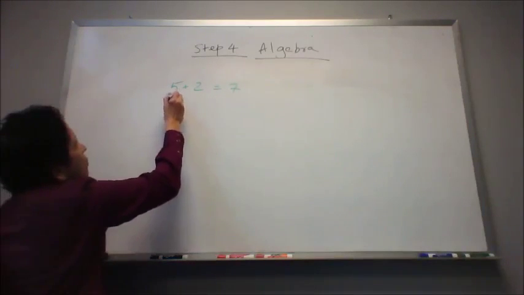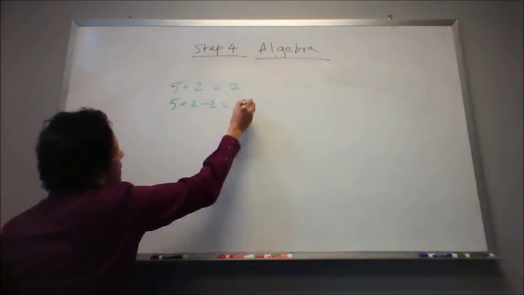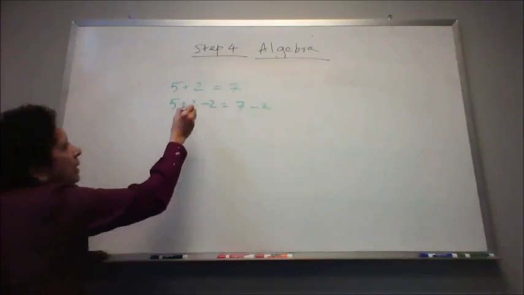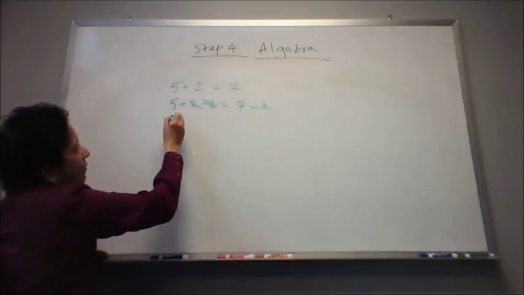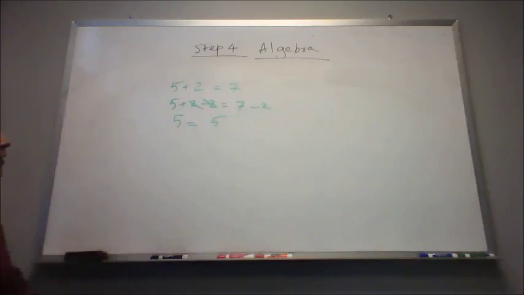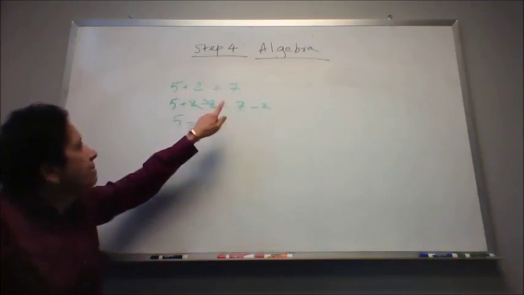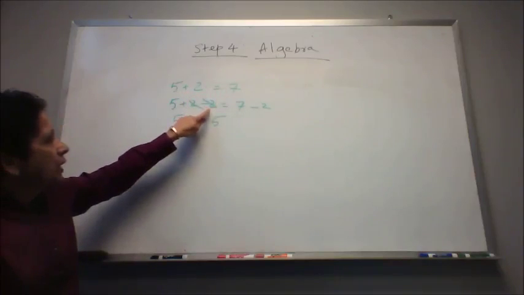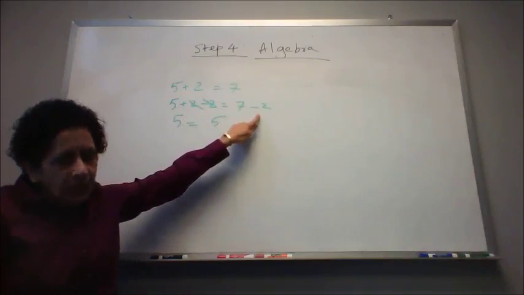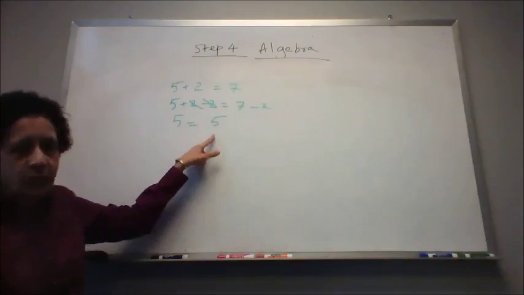But if I do 5 plus 2, and then subtract 2 on the left-hand side, and do the exact same thing on the right-hand side, then the 2 and 2 will cancel. I have 5 on the left-hand side, and 7 minus 2 is 5, right? So whenever I have an equation, 5 plus 2 is 7, and in that equation, if I subtract 2 on the left-hand side and do the exact same thing on the right-hand side, I get another equation, 5 equals 5.